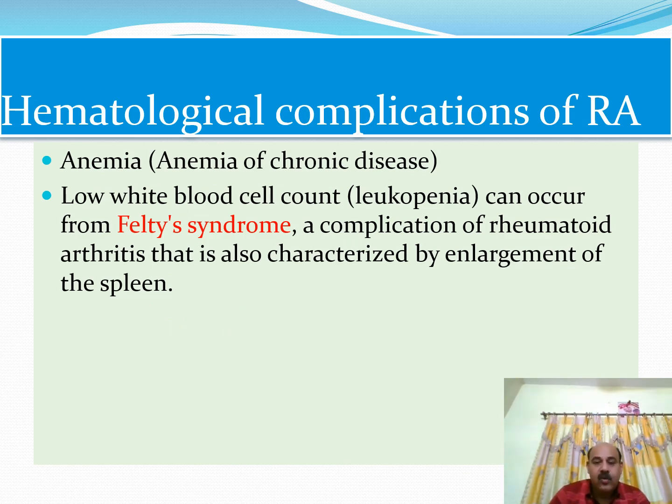This is called anemia of chronic disease. There is normocytic normochromic anemia. The total count of RBC is less. Another condition is Felty syndrome, which is characterized by leukopenia, RA, and splenomegaly. This triad is there, meaning features of RA along with reduced WBC count and splenomegaly. This is called Felty syndrome.